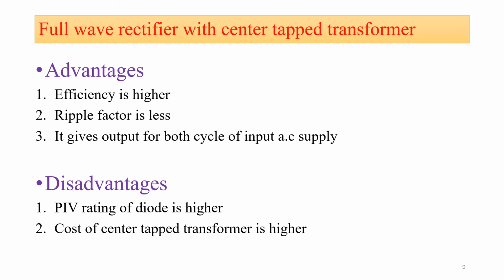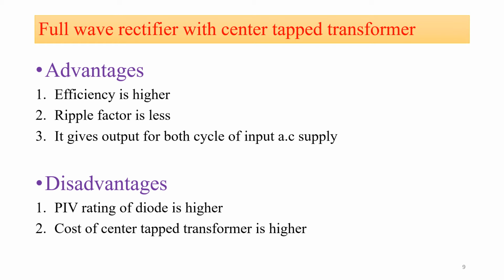Now, which are the different advantages of full wave rectifier with center tap transformer? First, efficiency is higher, which is equal to 81.2%. Next, ripple factor is less. Third, it gives the output for both cycles of the AC input. And there are only two disadvantages.